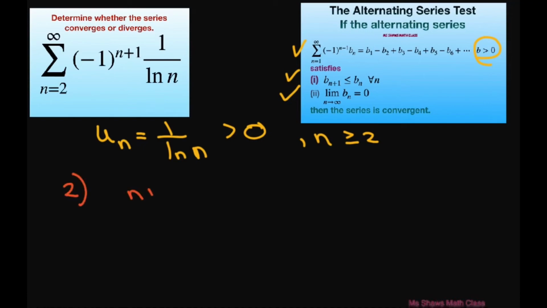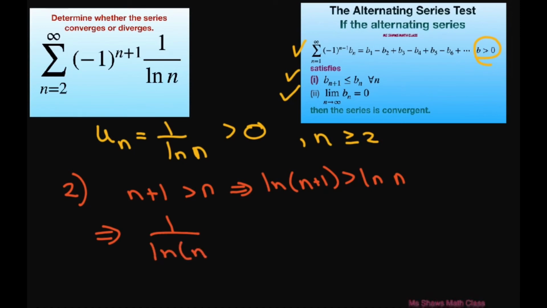We know that n plus 1 is greater than n. Therefore, ln of n plus 1 is greater than ln of n. Therefore, 1 divided by ln of n plus 1 is less than 1 divided by ln of n, because this is your bigger denominator. So it satisfies condition 1.